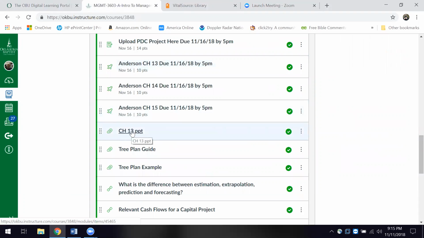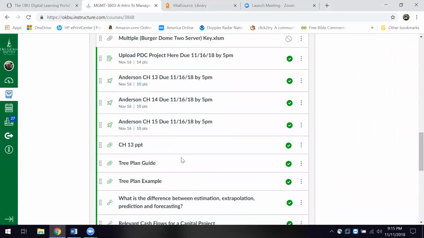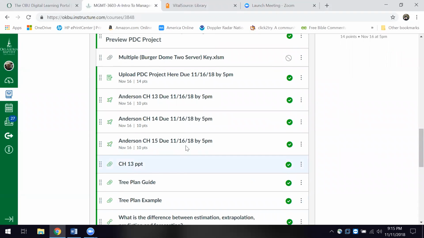And I also have a PowerPoint for chapter 13, and then a tree plan guide, an example, the differences between estimation, extrapolation, prediction, and forecasting, relevant cash flows for projects. A lot of information here and a lot of really good material, all in support of this one case. But we're going to see this done.